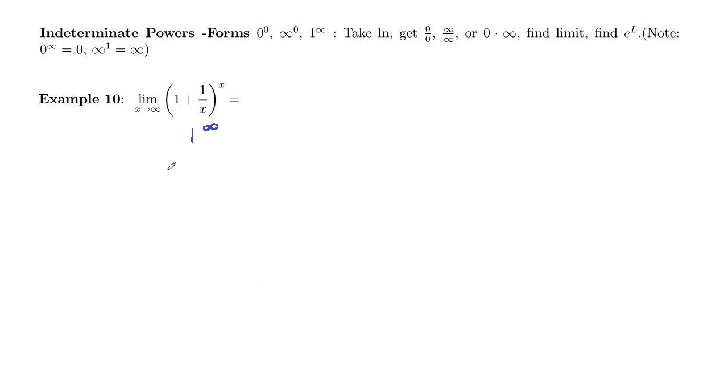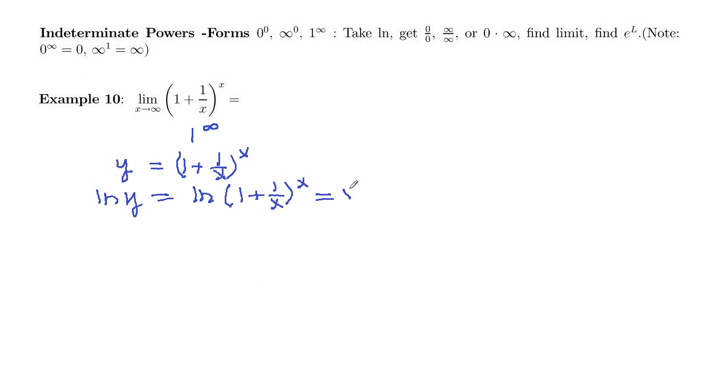So let's set y equal to the 1 plus 1 over x to the x power. And then we will take logs of both sides. So ln of y will be ln of 1 plus 1 over x to the x power, and that x is an inside exponent, so that'll pull down in front. So this is x times the natural log of 1 plus 1 over x.